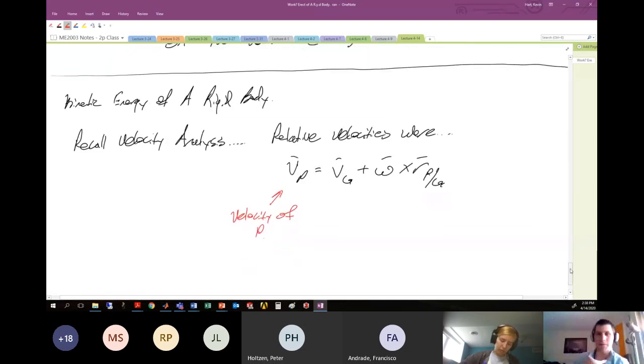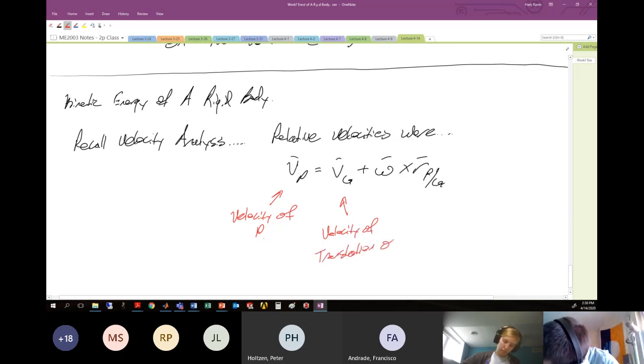And then on the right-hand side, we broke this up into the velocity of translation of point G, and then here, the fixed axis rotation component of the velocity. So this is like if G were standing still and we were just rotating about G, what would the velocity of P be? So this is like a fixed axis rotation.